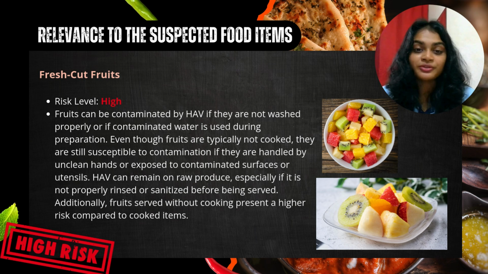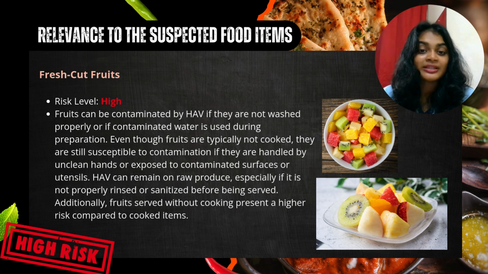The last suspected food item is fresh-cut fruits. The risk level is high. Fruits can be contaminated by Hepatitis A virus if they are not washed properly or if contaminated water is used during preparation. Even though fruits are typically not cooked, they are still susceptible to contamination if they are handled by unclean hands or exposed to contaminated surfaces or utensils.